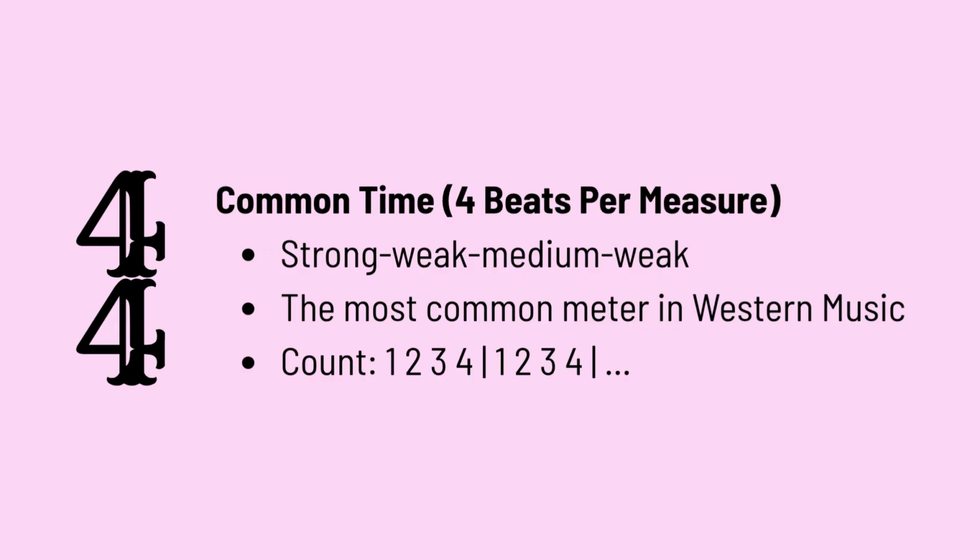Now let's look at 4/4 time, also called common time. In 4/4, there are four beats in every measure. We count it like this: 1, 2, 3, 4. 1, 2, 3, 4. This is the most common time signature in Western music, which is why we often call it common time. The feeling is usually strong, weak, medium, weak. Beat 1 feels the strongest. Beat 3 usually has a little bit of emphasis, but not as much as beat 1.